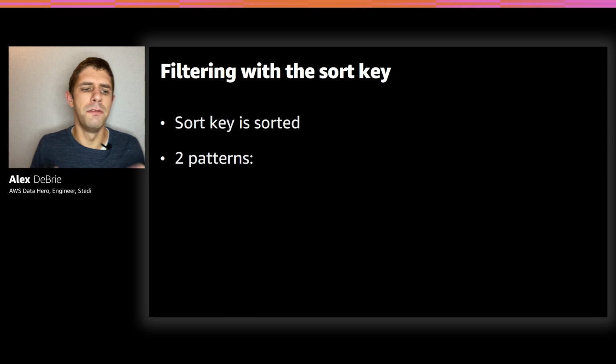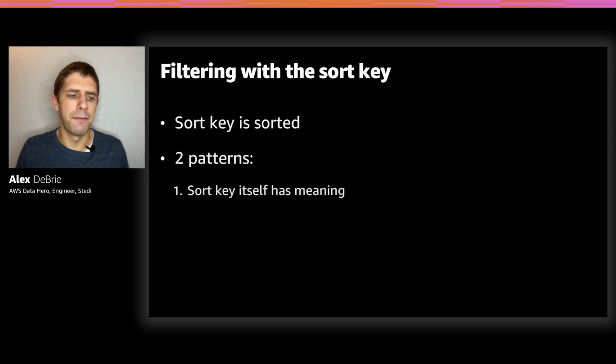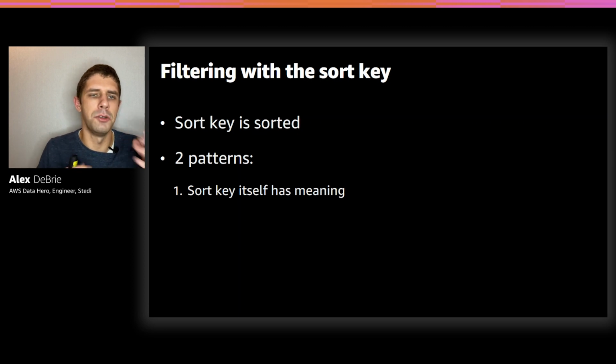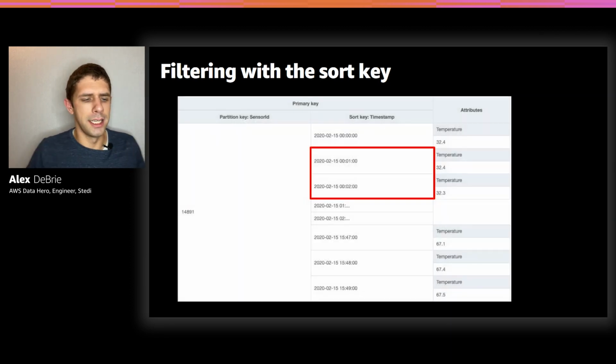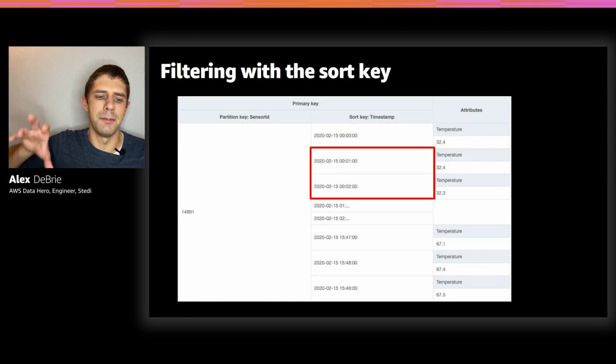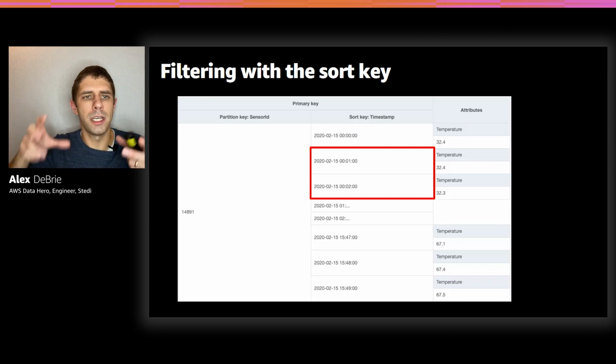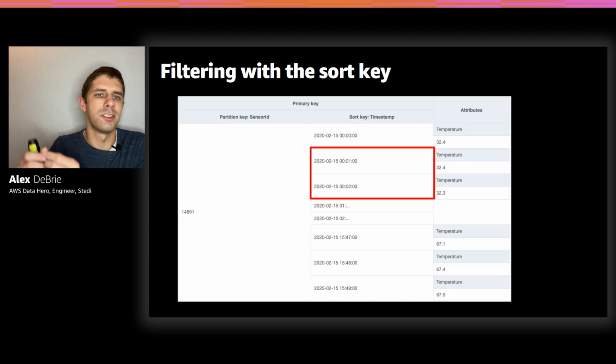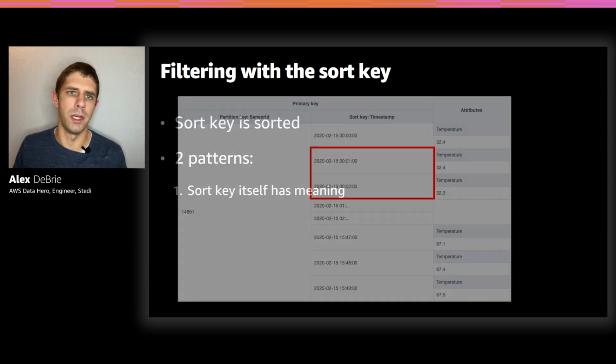There are 2 patterns to filtering with the sort key. And the first one is when the sort key itself has meaning. Maybe based on what that sort key is, you know exactly what you want to find. So the example I'll show here is, imagine you have an IoT application where the partition key is going to be the sensor ID, the sort key is going to be the timestamp. You can see that the sort key itself here has meaning. It's sorted in order based on that timestamp, but I know what that means, right? I can filter for all the items between 2 timestamps. I can go get a specific timestamp if I want to. That sort key itself has meaning in this particular situation.